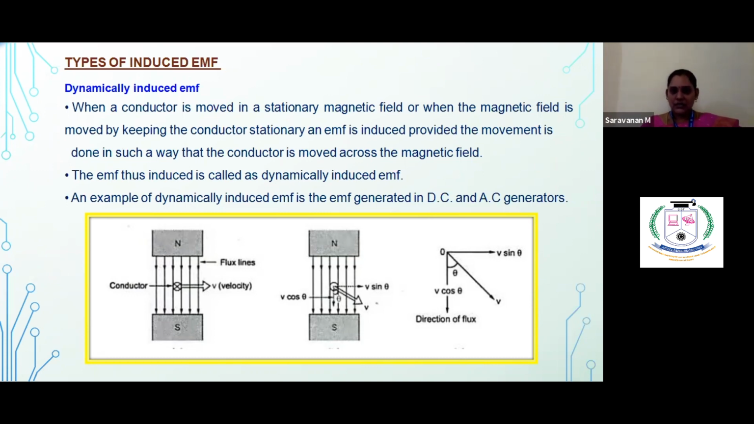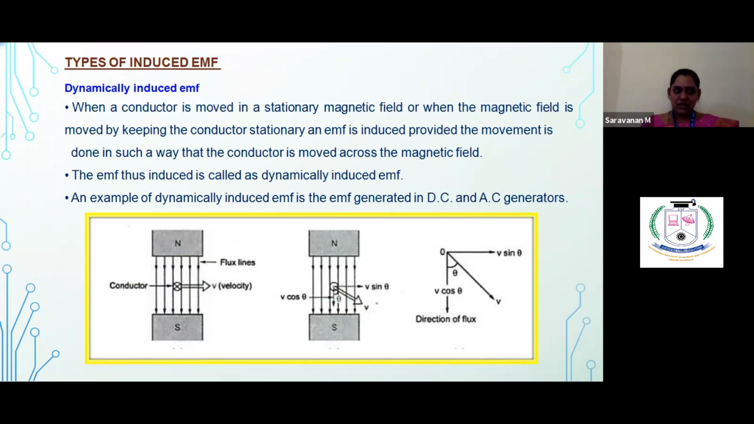The other case is statically induced EMF. Statically means stationary. In that case, both your magnetic field as well as your conductor are kept stationary. Now first let us discuss the dynamically induced EMF.